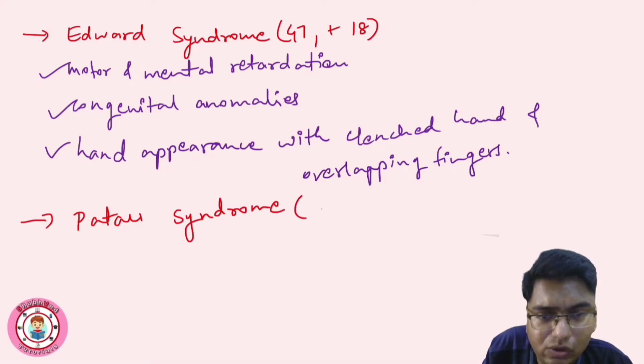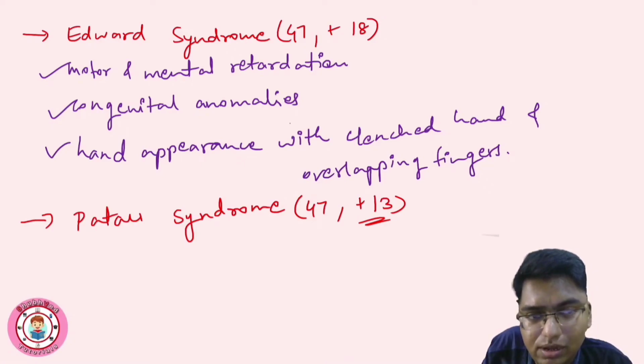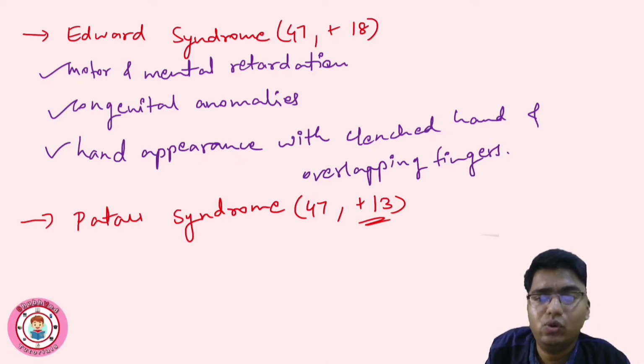Here also it is trisomy. Trisomy means addition, right? 47 plus 13. So there is addition of a chromosome in chromosome number 13. Symptoms are similar to Edwards syndrome, but there is no characteristic hand appearance. So till now we discussed autosomal chromosome syndromes. Next, we will see sex chromosomes.